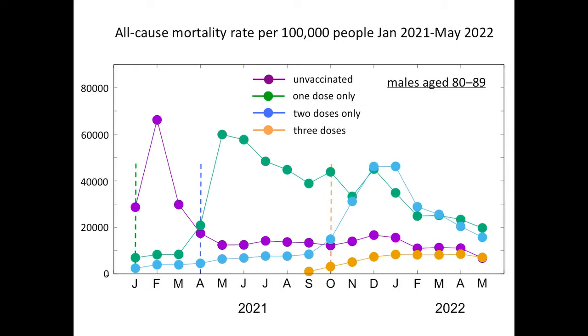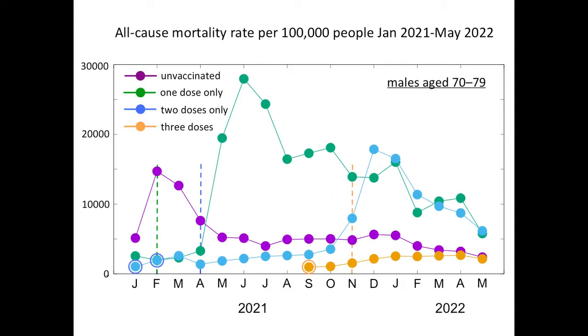Men 80 to 89, so very similar comments there as I've just made. What you do see in most cases is that the lowest mortality rates will be in the second dose group before the booster becomes available, and then in the booster group. But as I say, one has to be careful comparing actual mortality rates across these groups, as the ONS has advised.